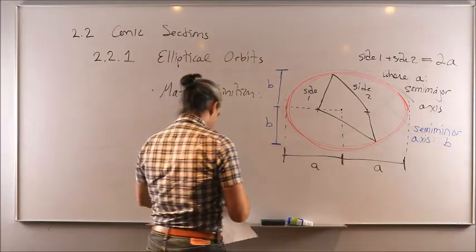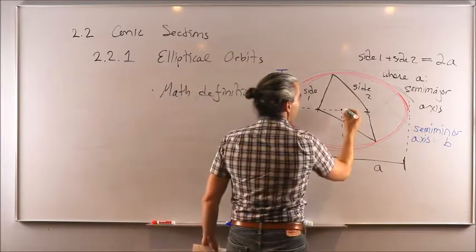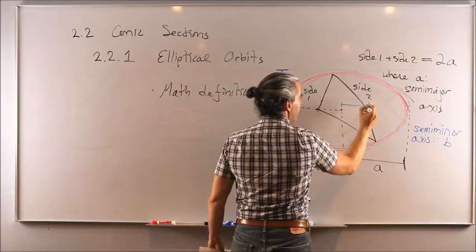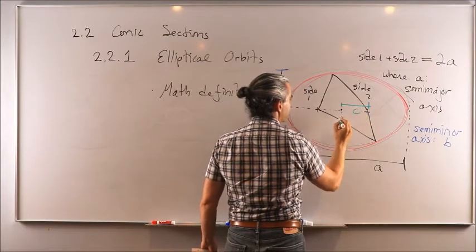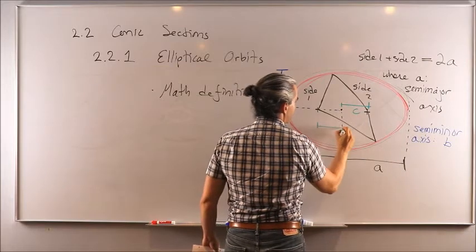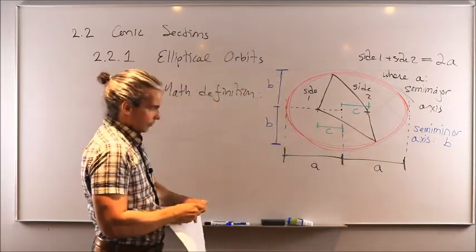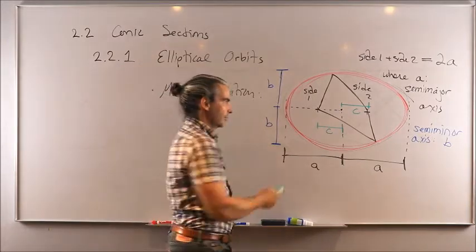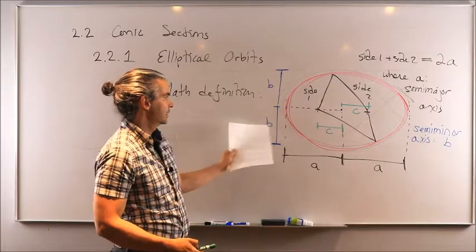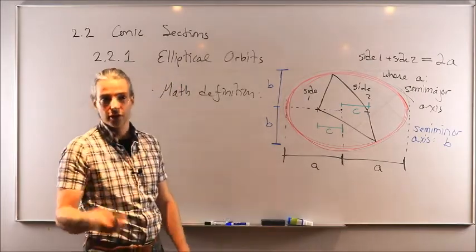Also, another dimension to add to this drawing is to go from the center to either focus, and this is denoted by c on either side. From the center to this focus 2, c again. I'm not even sure if c has a particular name, whereas a is the semi-major axis and b is the semi-minor axis, but for c, I don't know. Let's just call it c.